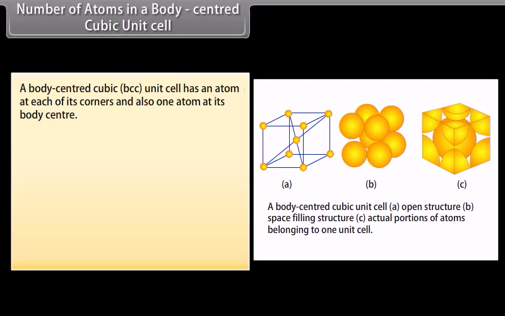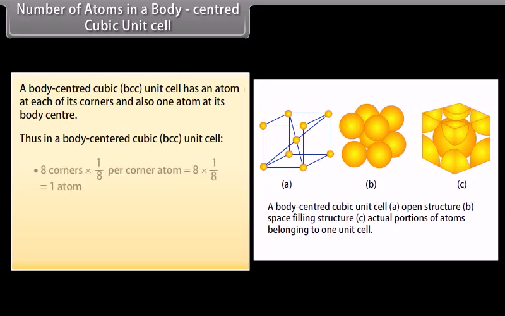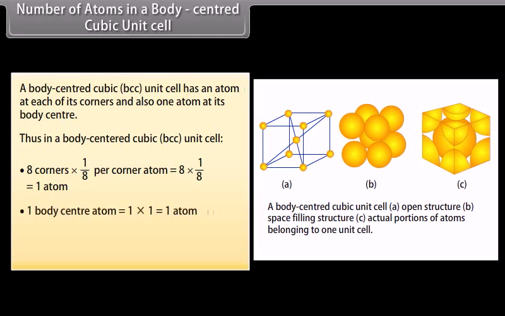Primitive cubic unit cell has been depicted in 3 different ways. Number of atoms in a body-centered cubic unit cell. A body-centered cubic BCC unit cell has an atom at each of its corners and also 1 atom at its body center. Thus, 8 corners into 1 upon 8 per corner atom is equal to 8 into 1 upon 8, which is equal to 1 atom. 1 body center atom is equal to 1 into 1 equals 1 atom. Therefore, total number of atoms per unit cell is equal to 2 atoms.